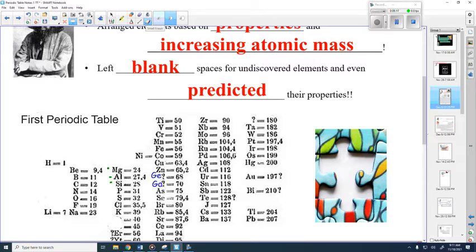He also predicted that right after calcium, but before titanium, there would be another element with a mass of about 45. And he was right about that. We now know that as scandium. It's very impressive. So we're talking about that guy right there. How did he do this?